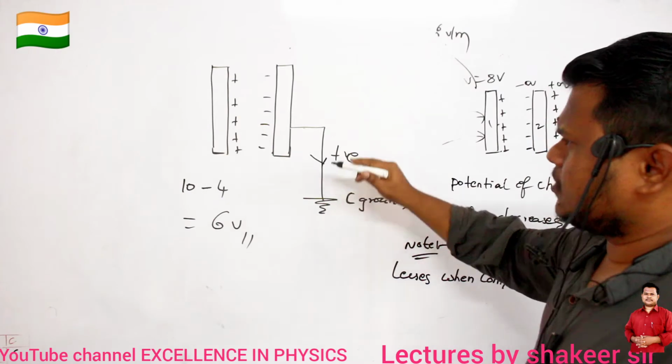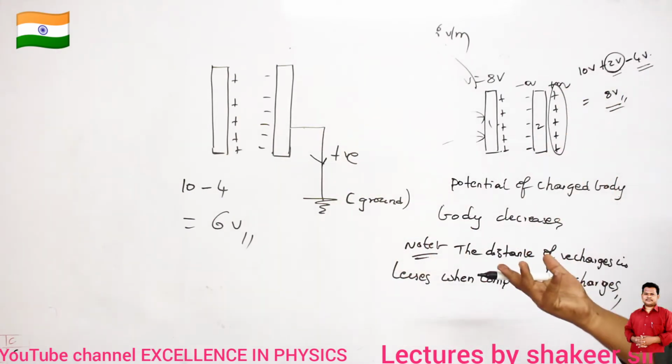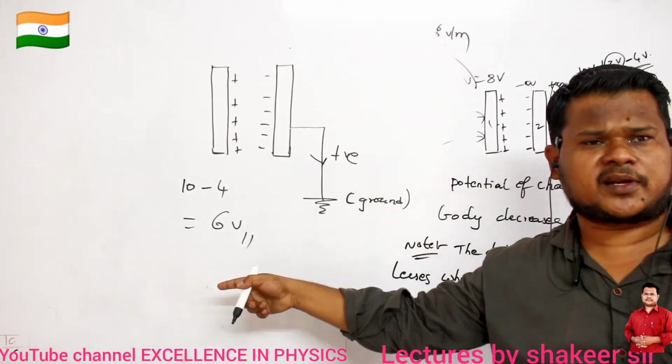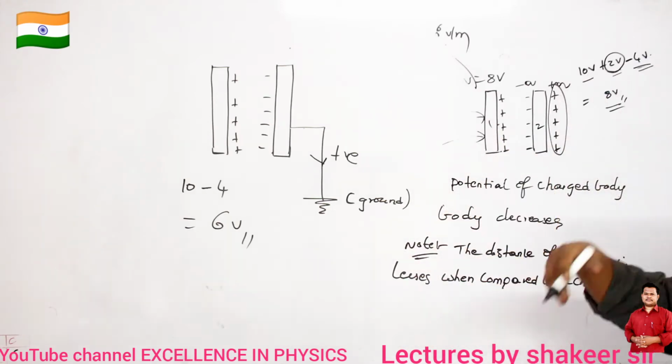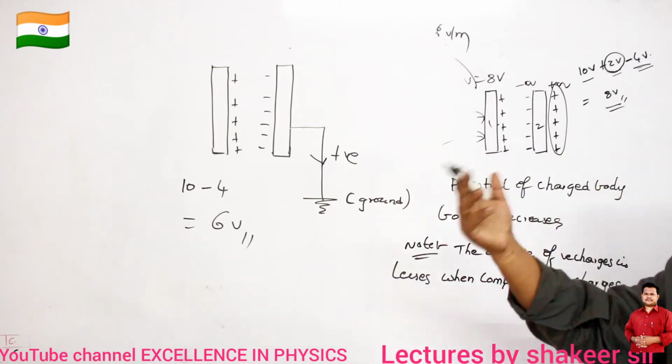So if I ground this one, these positive charges will enter the ground. Now the potential due to these charges is gone. Now I have only 10 minus 4, 6 volts. The potential has further reduced, no? If potential has further reduced, the electric field also further reduces. If the electric field reduces, then I can add more charge again.